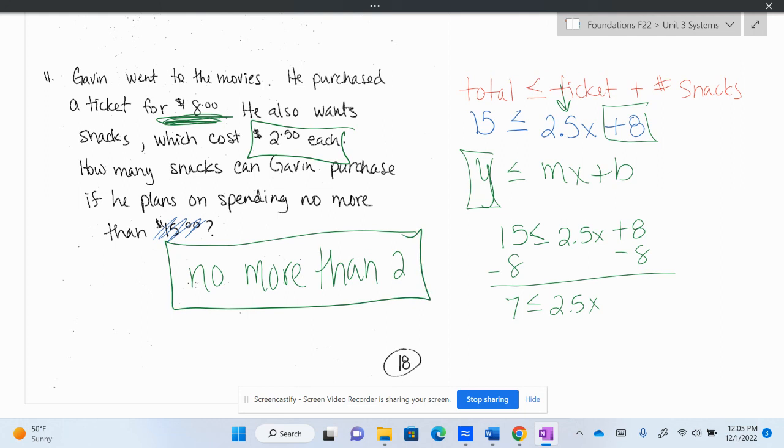I know you didn't write it. I know that you just did it in your brain, and that's fine. But sometimes you have to be able to show it. But you're exactly right the way that you did that. Okay. How would we have solved this? What did Dakota really do in his brain? He divided both sides by 2.5. What is 7 divided by 2.5?